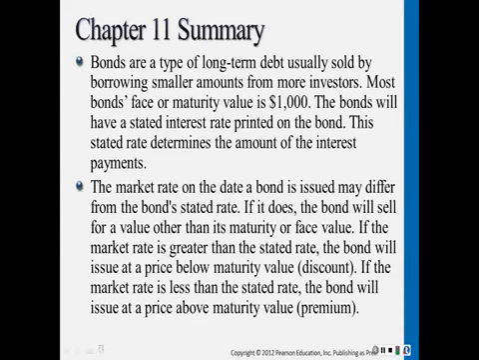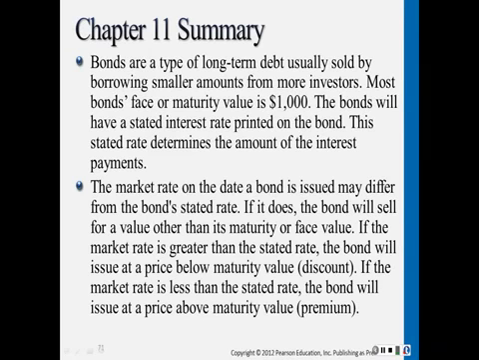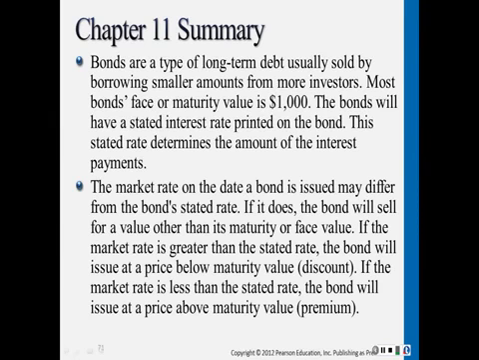Chapter 11 Summary. Bonds are a type of long-term debt usually sold by borrowing smaller amounts from more investors. Most bonds' face or maturity value is $1,000. The bonds will have a stated interest rate printed on the bond. This stated rate determines the amount of interest payments.